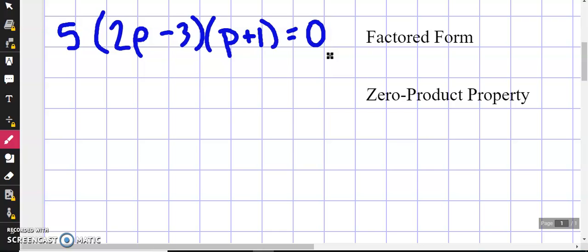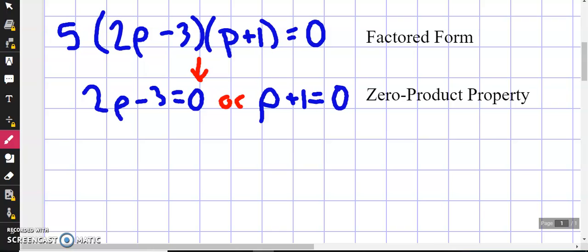To figure out the values of p, we're just going to take each factor that has a p and set that equal to 0. So we're not super worried about the 5 because I don't see a p there. But 2p minus 3 and p plus 1 both have variables, so those are going to tell me my values of p. To solve this equation, I need to figure out where either 2p minus 3 equals 0 or where p plus 1 equals 0.